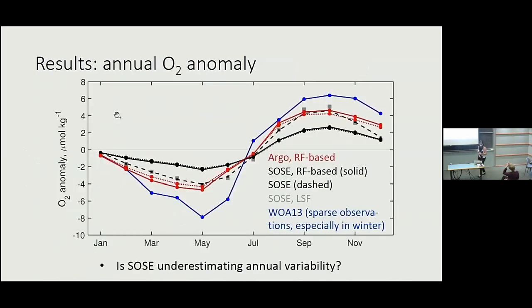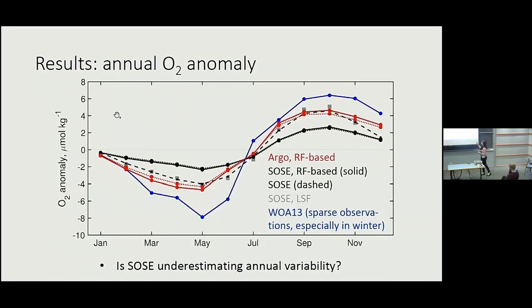We can do the same for the annual anomaly of oxygen. And here, the month is on the horizontal axis and the O2 anomaly on the vertical axis. So let's look first at the lines for the model. In the previous slide, I said all the lines for SOSE were collapsing one onto the other. That's great. It means that the method performed well.